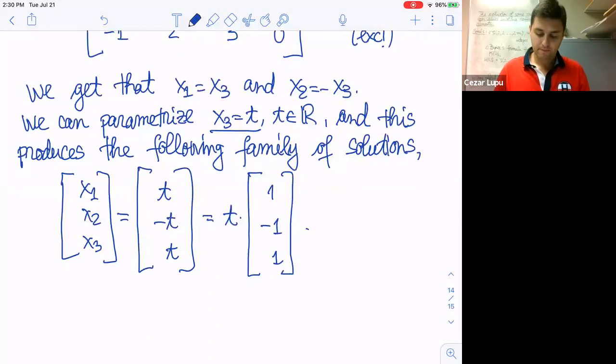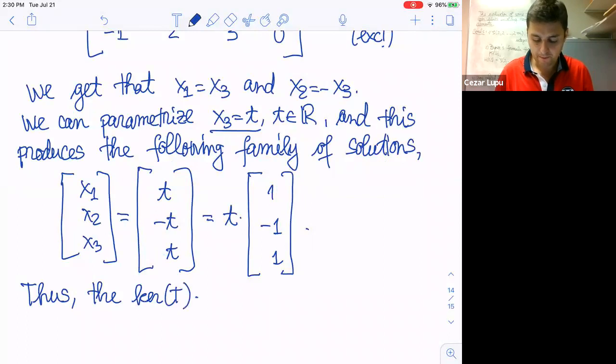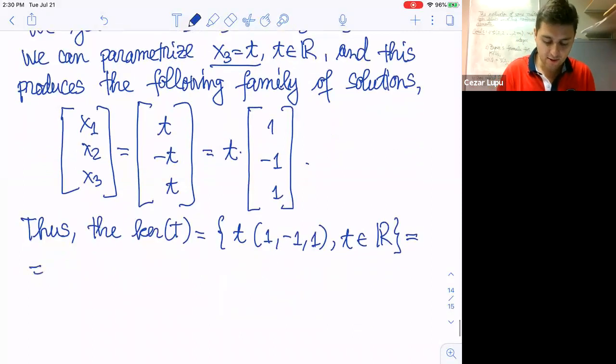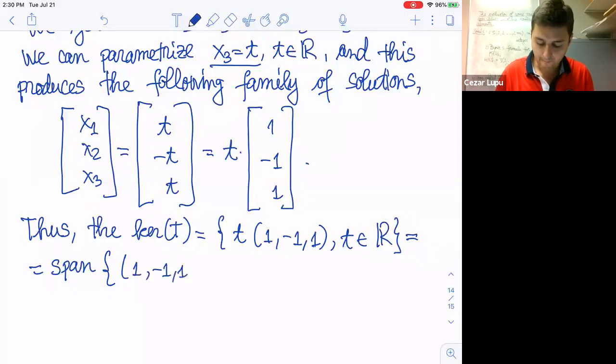Therefore, the kernel of T is given by the following. We can write it like this, or you can write it as a column. It doesn't really matter, where t is a real number. That's the set. Or if you want, you can say that the kernel is nothing else than just the span of this vector, 1, negative 1, and 1. That's it. This is how you find the kernel of this linear transformation.